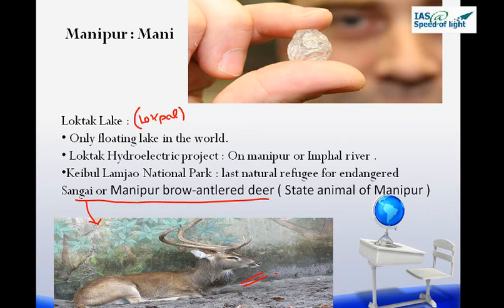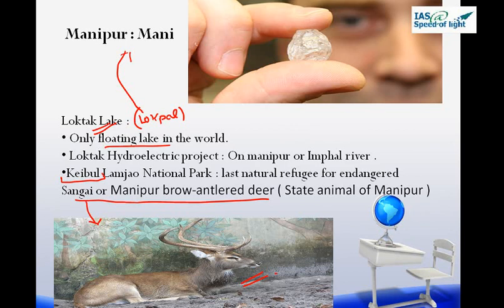So which all things we need to remember? Loktak Lake. It's the only floating lake in the world. So Lokpal, we get bed circulation of money, Manipur under check. Then it is Kaibul Lamjo National Park. From Kaibul we get Kabul. Right. A last refuge for endangered Sangai.